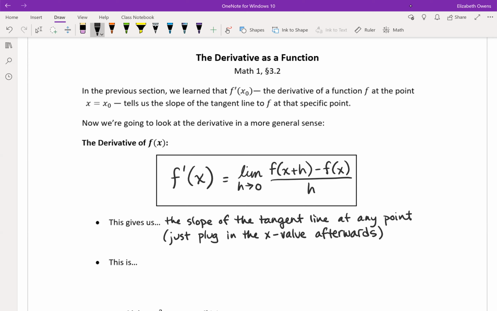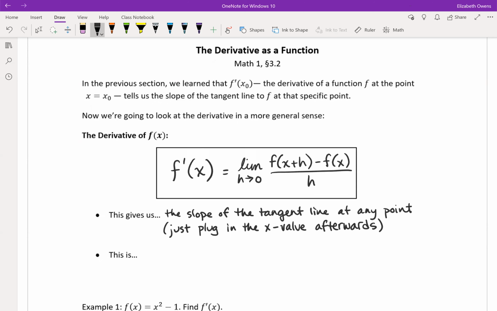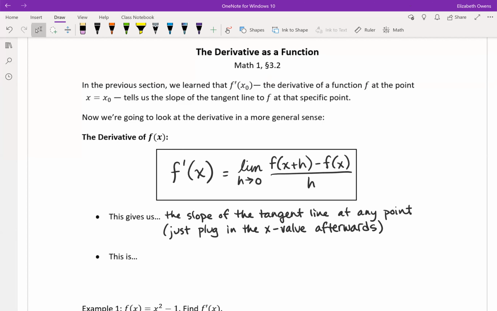Now that idea of plugging an x value into something is what we do with functions. And the truth is that this is a new function that we are creating with this general definition of the derivative. So this is a new function created from the original f of x.